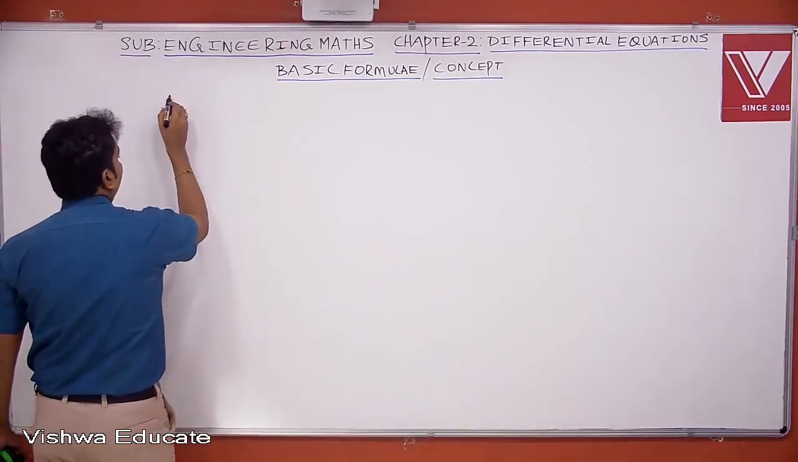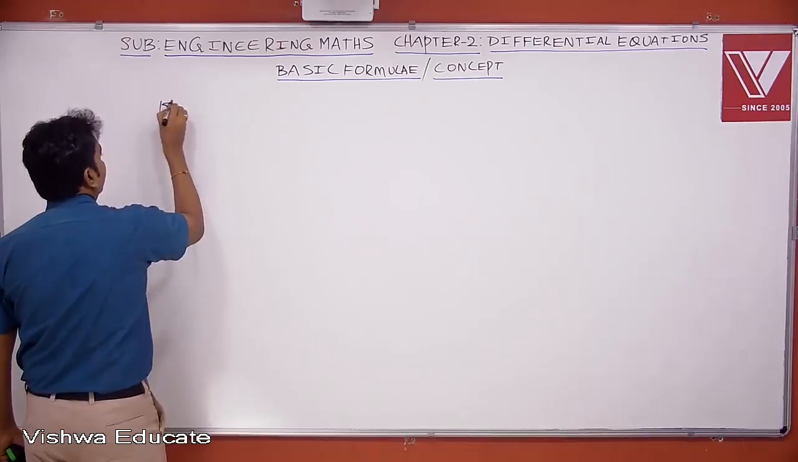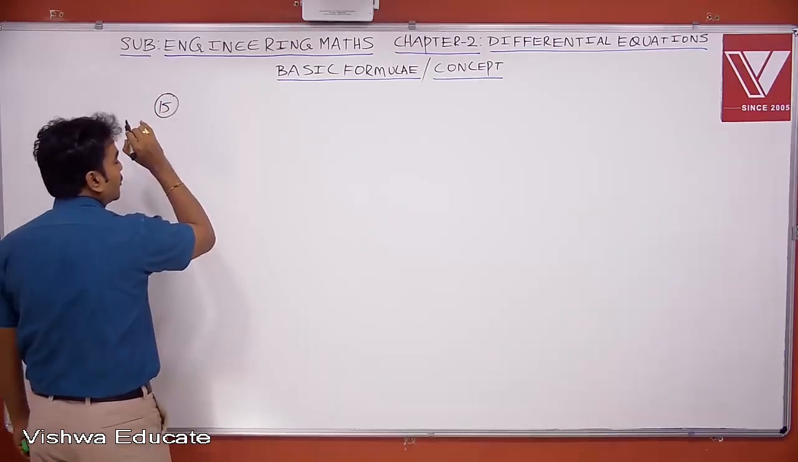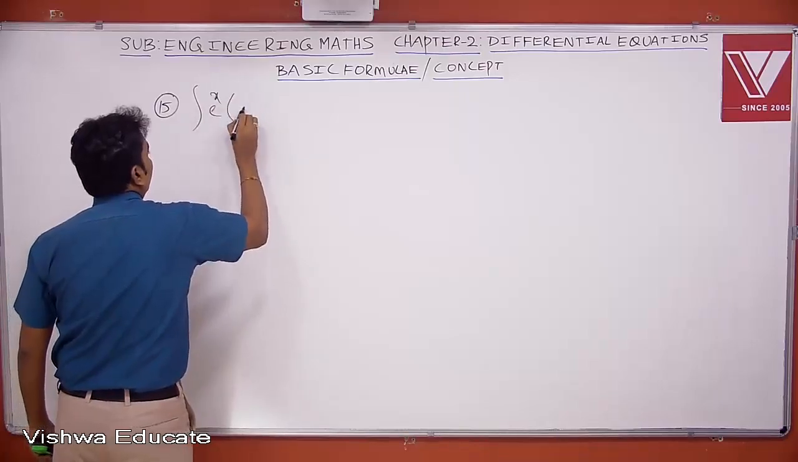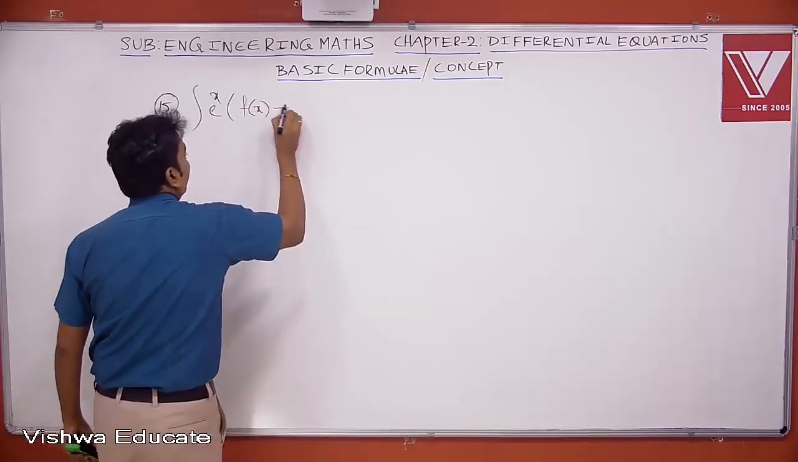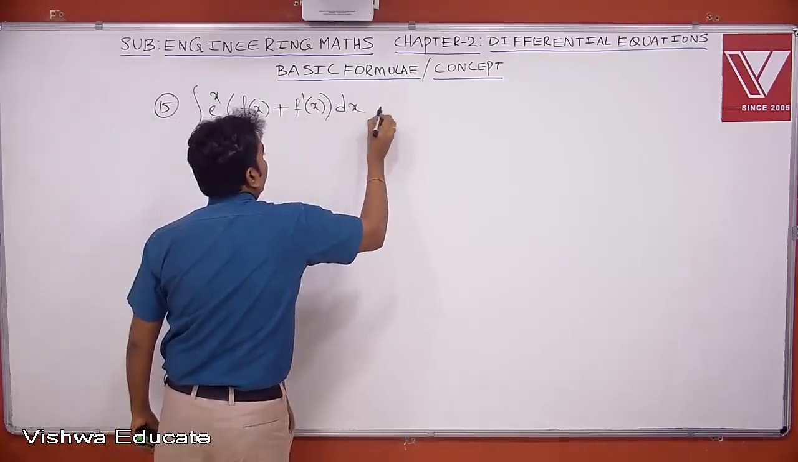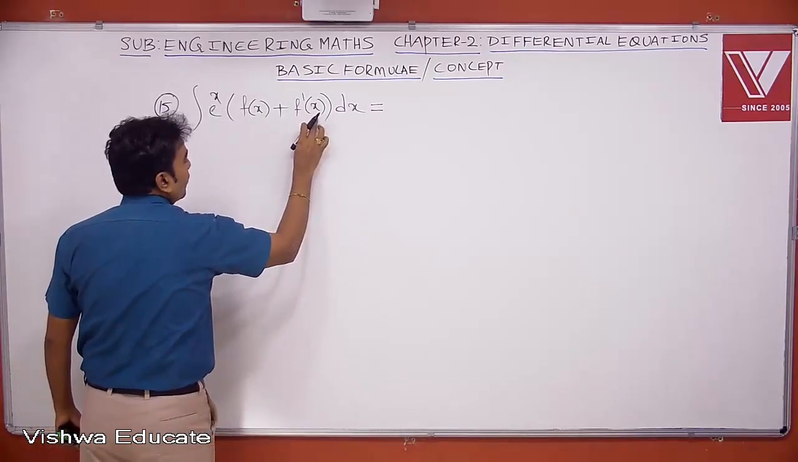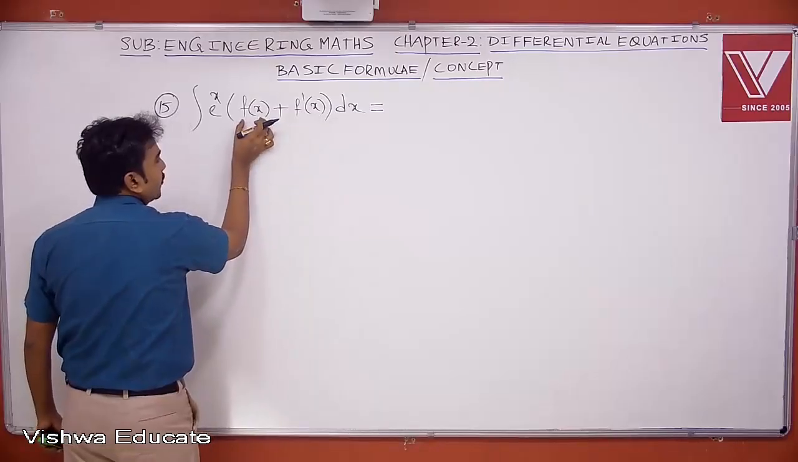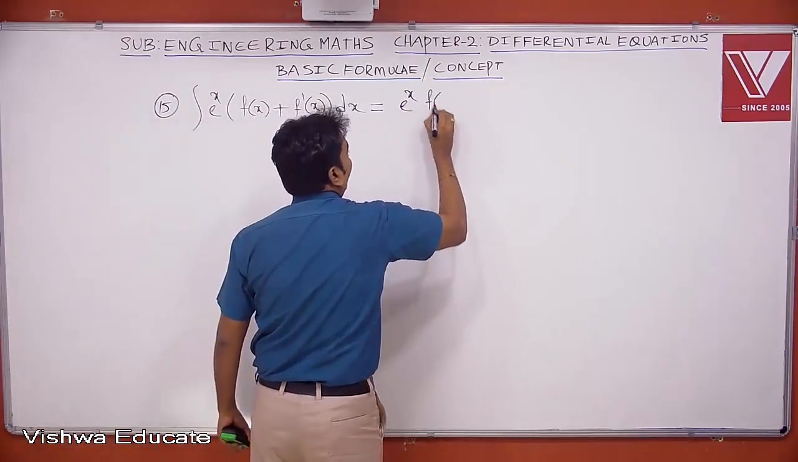In the last session we have discussed 14 formulae of integration. Now let us discuss formula number 15 of integration. It is integral e power x into f of x plus f dash of x dx, where f dash represents the first order derivative of this function. Now this is nothing but e power x into f of x.